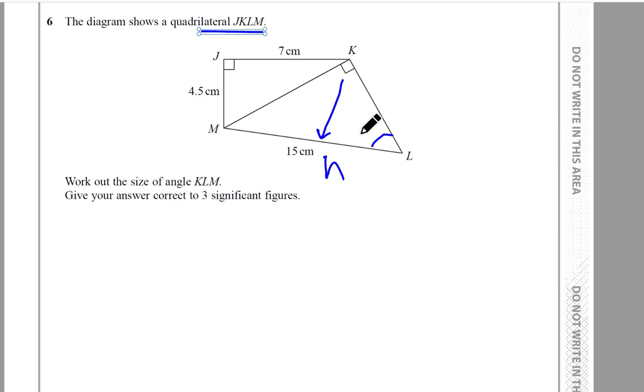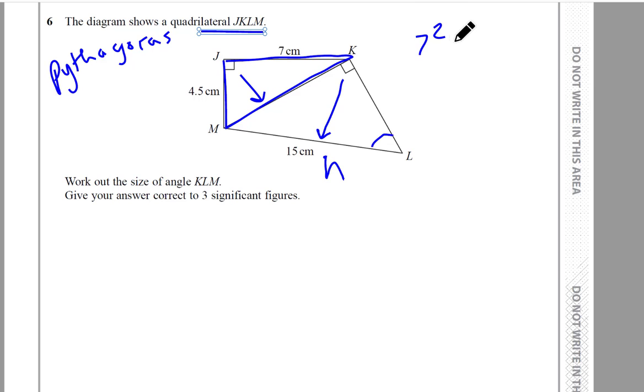Now we need an extra length to find a missing angle using trigonometry. Can we see we've got this is 4.5 and 7 here, so we can use Pythagoras. So let's start doing, and that's the hypotenuse here. So we've got 7 squared add 4.5 squared.